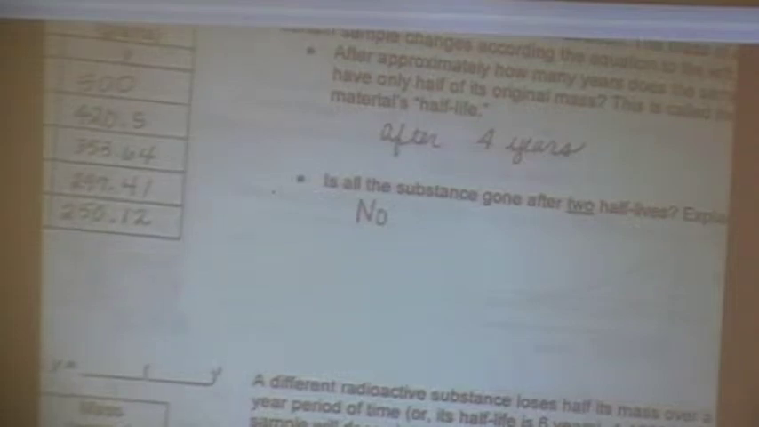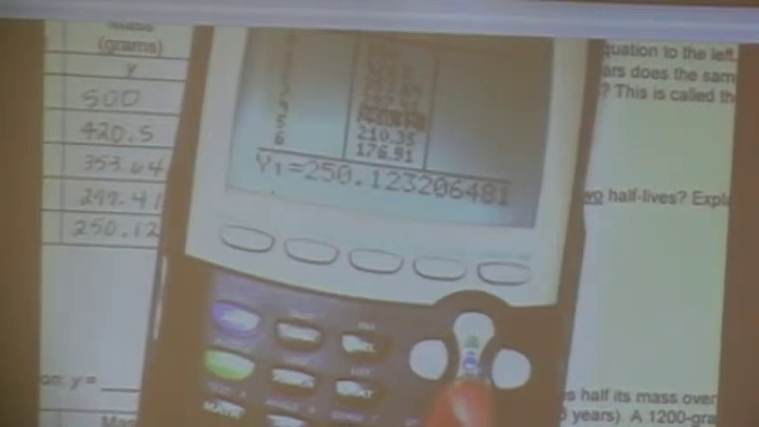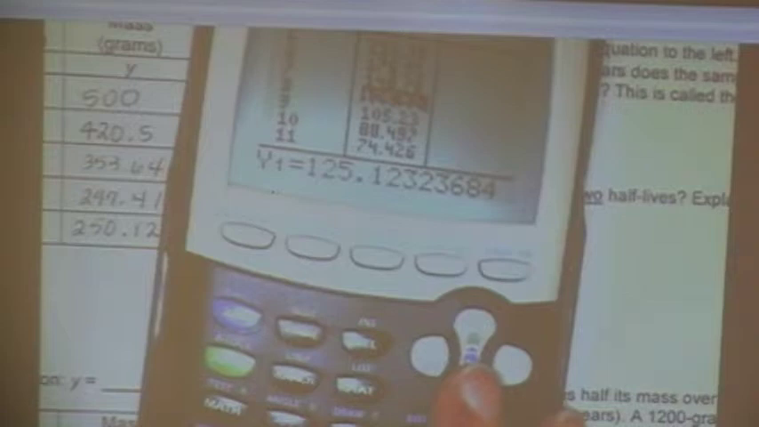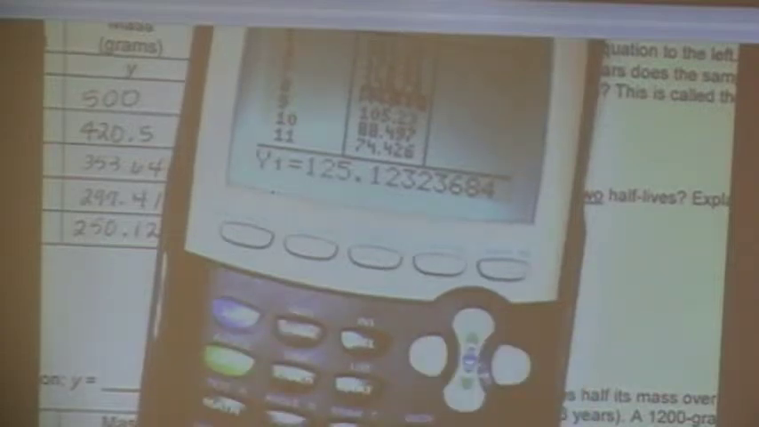No. Why not? Because it'll never really be gone if it just keeps on dividing. Exactly. And if you look at it, there's 4 years, so it's at 250. 2 half-lives would be 8 years. That's 125. Well, 125 is half of 250, not half of the original substance anymore. It keeps halving what you have.